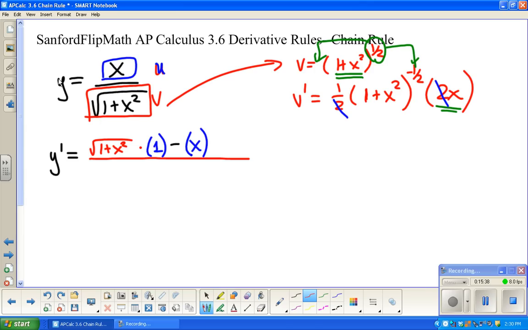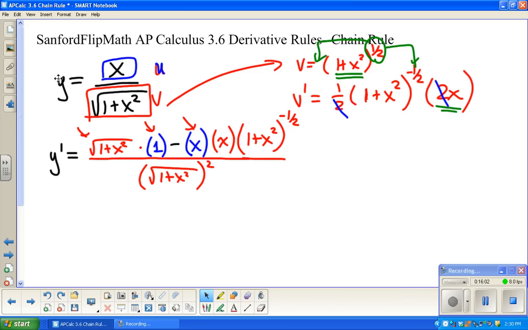Okay, and so again, v times u prime minus u times v prime. All right, here comes v prime. It's going to be x times 1 plus x squared to the negative 1/2. And again, the denominator squared. Okay, not a lot going to happen with this in terms of simplifying. I'm going to do a little bit of simplifying here. All right, I guess I'll do a little more.